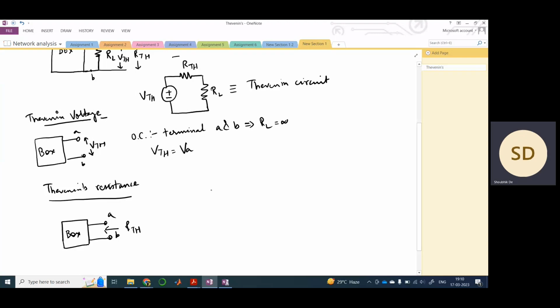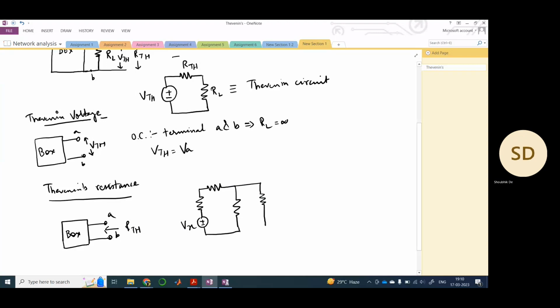Suppose you have a circuit something like this. Let's say this is some voltage source Vx, an independent voltage source. This is a resistance, this is a resistance, this is a resistance, and let's say this is your RL. So this is, let's say, R1, R2, and R3.